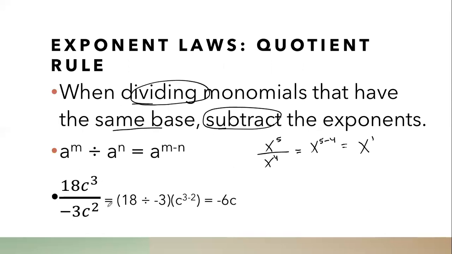So over here, see if you understand the example. 18 over -3, those aren't exponents, so I don't subtract that. Those are just dividing. So 18 divided by -3 is -6. But c to the power of 3 over c to the power of 2, they have the same base, so I subtract their exponents, so it'll give me c to the power of 1.